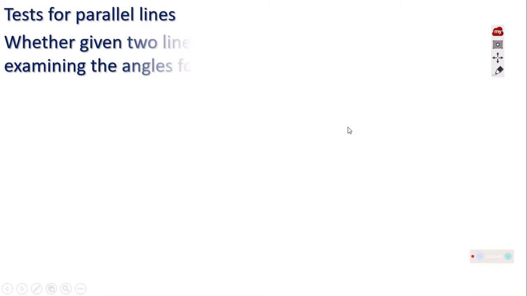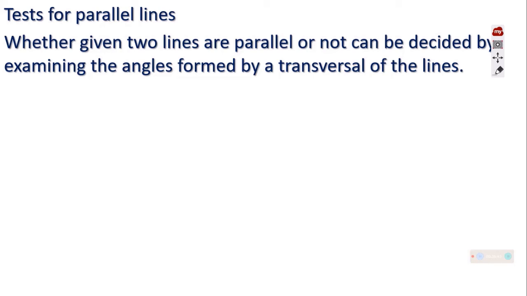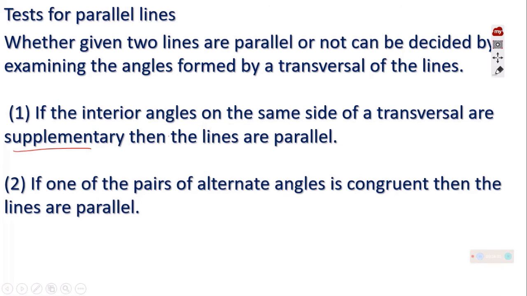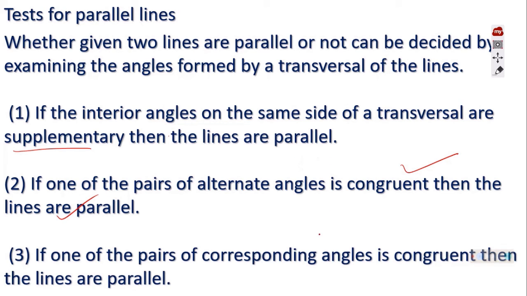There are certain headings like tests for parallel lines in your textbook. Whether two lines are parallel or not can be decided by examining the angles formed by the transversal. If the interior angles on the same side of the transversal are supplementary, then the lines are parallel. If one pair of alternate angles are congruent, then the lines are parallel. If one pair of corresponding angles are congruent, then the lines are parallel. Very simple, you know it.